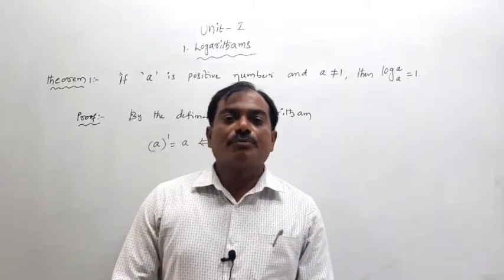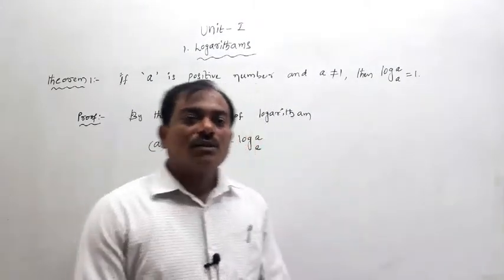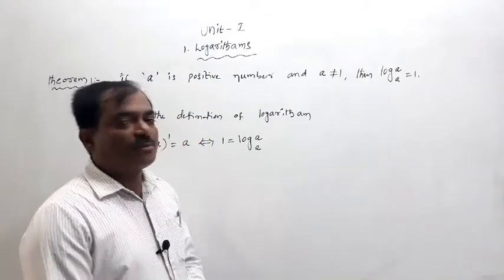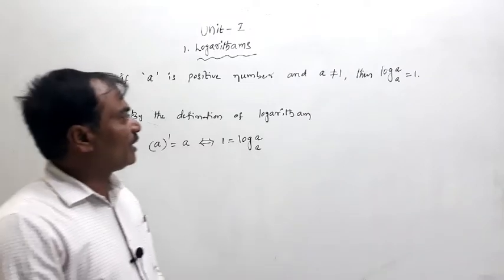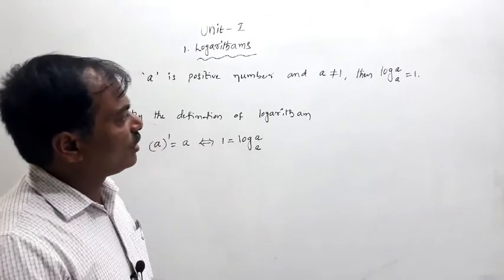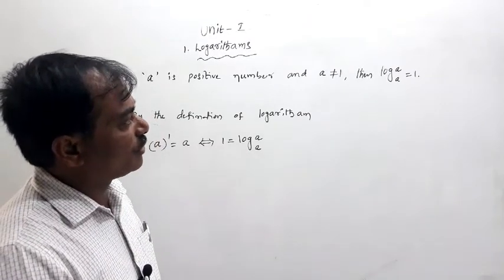Now we discuss the properties of logarithms. The properties are in the form of theorems. Theorem 1: if a is a positive number and a is not equal to 1, then logarithm of a to the base a equals 1.